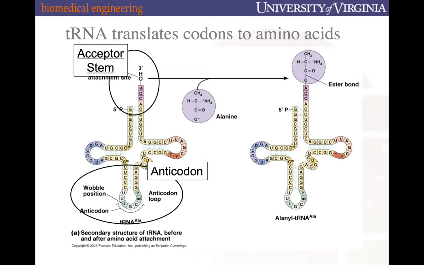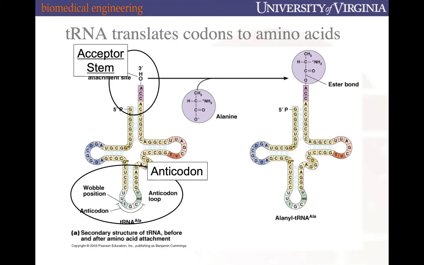The top portion at the 3' end, we refer to that as the acceptor stem, because that's the site at which amino acid will be added onto, where it is encoding for that specific codon and mediate the addition of that specific amino acid. And that occurs via an ester bond at the 3' end.